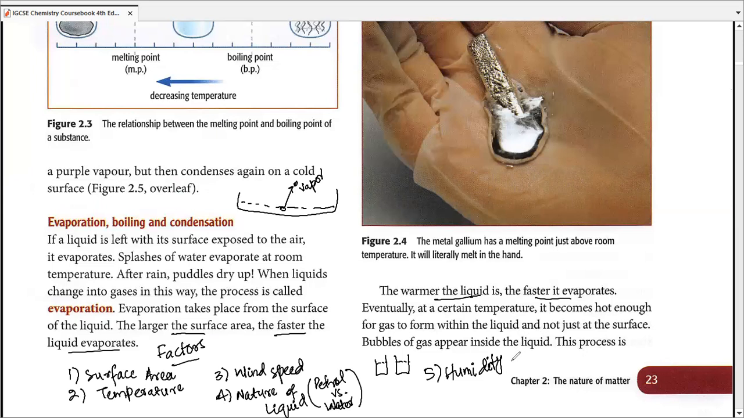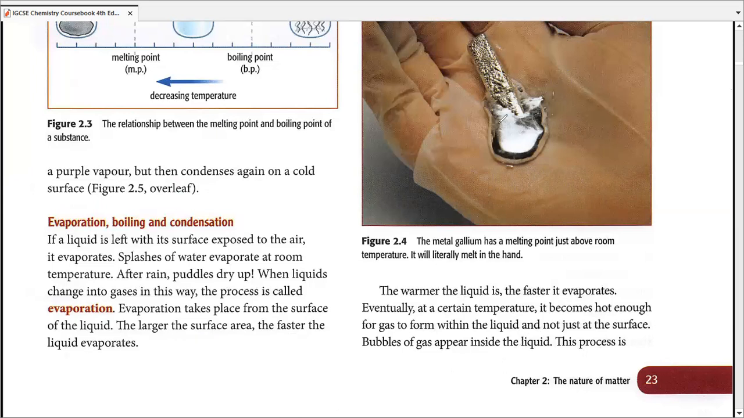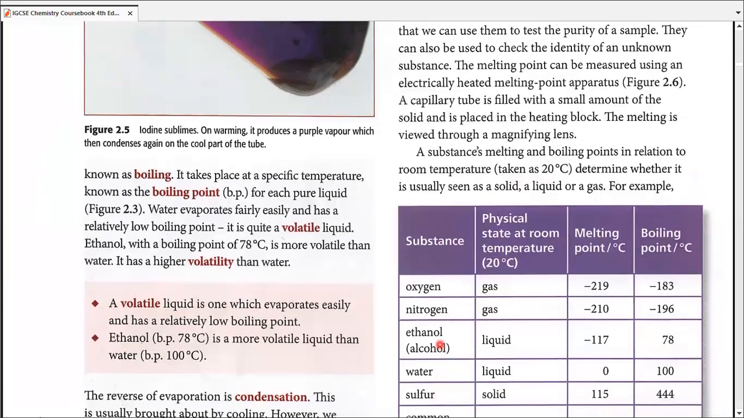Okay, good. So these are some factors that can affect the rate of evaporation, the speed of evaporation, how fast or how slow a liquid is going to evaporate. So if we're good with evaporation, can we move on? Yes, sir. Good. So moving on, let's see the next page.